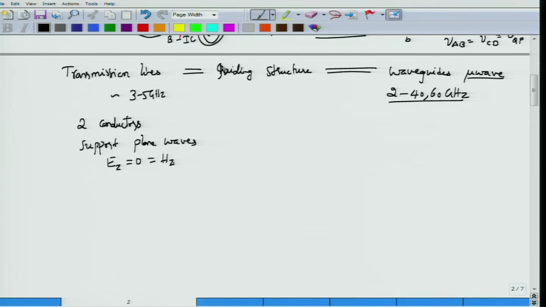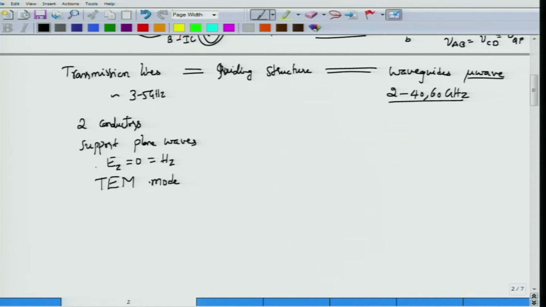None of these two components exist for plane waves, and these are the ones which are supported by the transmission line. In fact, this plane wave structure is called a transverse electromagnetic mode. Mode being just a sophisticated jargon for a solution of Maxwell's equations. So you solve Maxwell's equations, whatever electric and magnetic field expressions or values that you get, those are called modes. Okay, and plane waves are actually examples of what are called transverse electromagnetic modes.